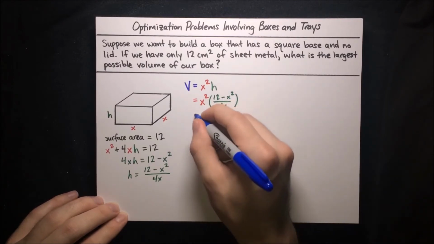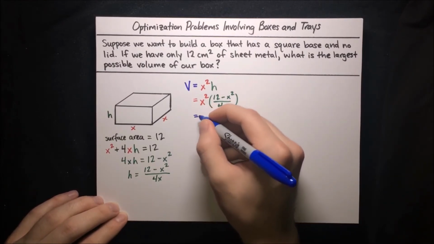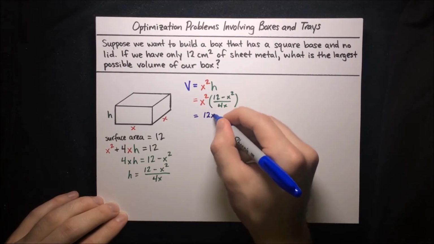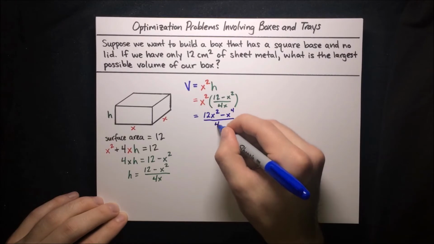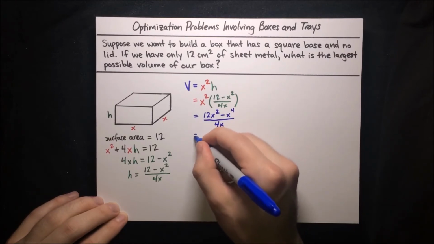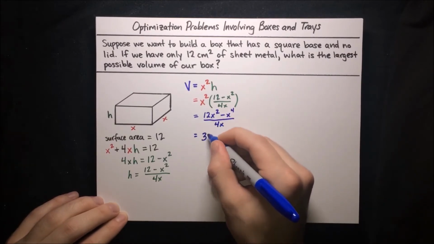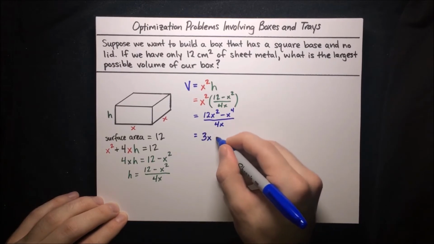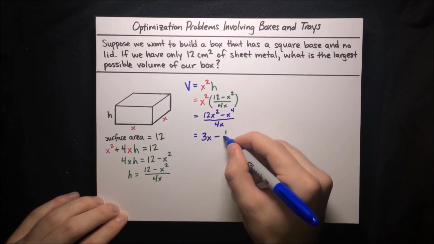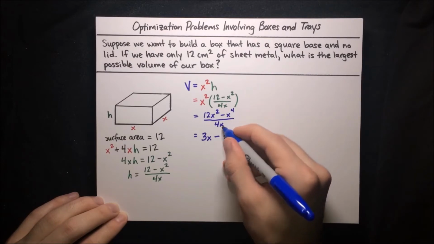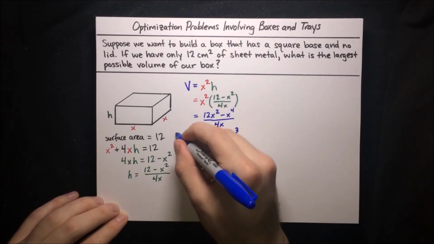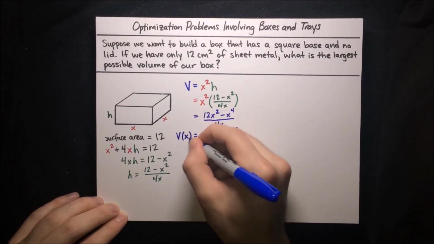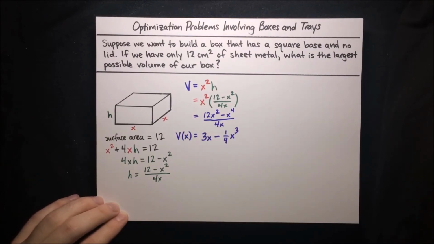And we can go ahead and simplify this, just multiply it through. This becomes (12x squared minus x to the fourth) over 4x. And now 12 over 4 is 3. x squared over x is x. And then minus 1/4, then x to the fourth over x is x cubed. So that's our volume function as a function of x. Okay, so now we've got our function of a single variable, and now it's time to optimize that function.